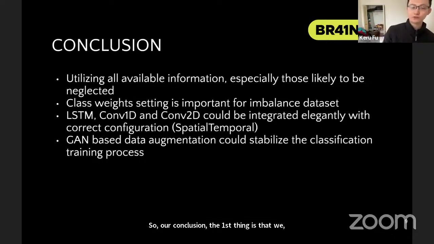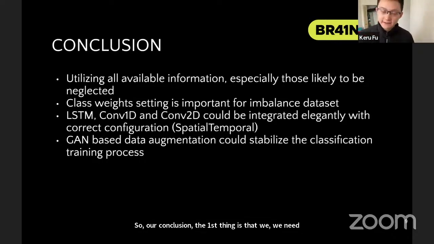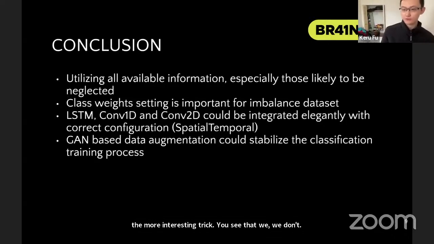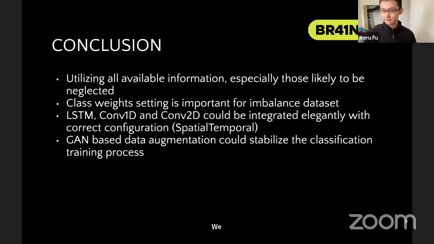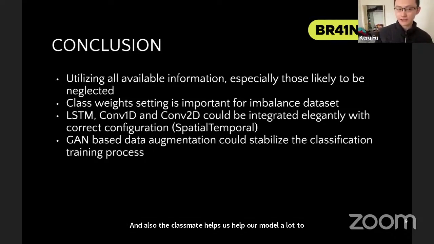So our conclusion, the first thing is that the interesting trick we use is that we don't forget any usable information. For example, in this project it is which file each record is from, and also the class weight helps our model a lot to focus on the minor class.